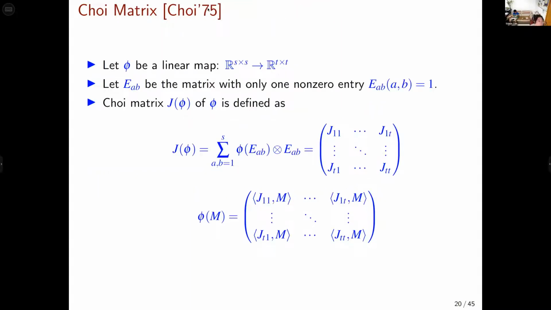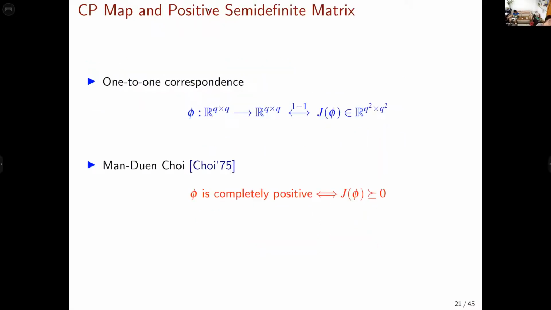Depending on the Choi matrix, we find there is a one-to-one correspondence between the linear map space and the matrix space. And in 1975, Choi proved that phi is a completely positive map if and only if its Choi matrix G_phi is positive semi-definite. So we can say there is also a one-to-one correspondence between completely positive maps and positive semi-definite matrices.